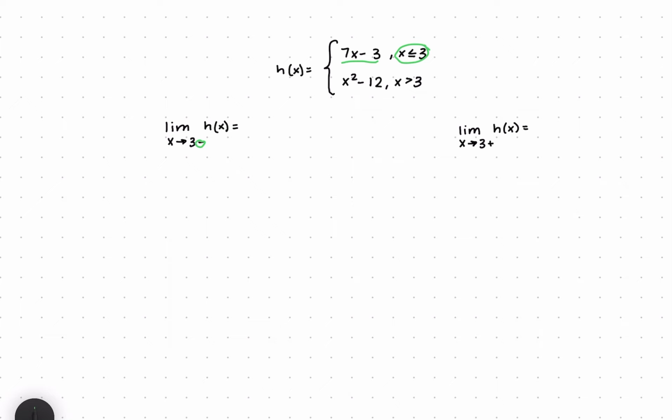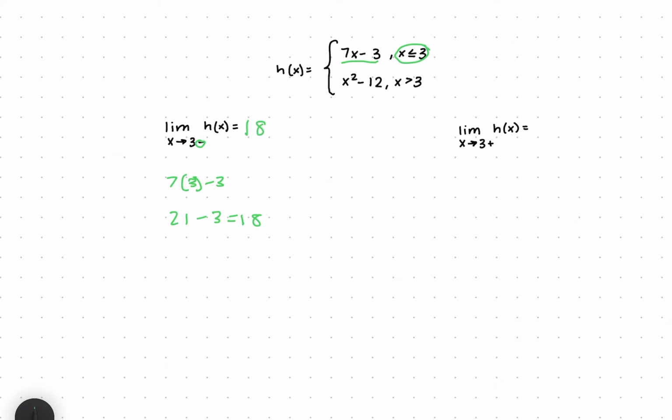We'll get 7 times 3 minus 3. So this is just going to be 21 minus 3, which is equal to 18. So our limit as x approaches 3 from the left side of h of x is going to be 18.